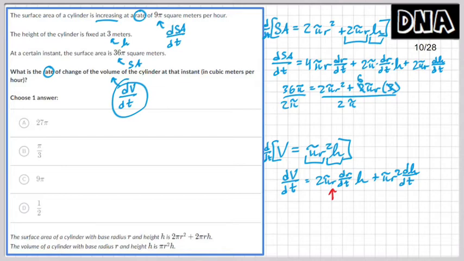Okay, so let's rewrite what we got. I'm going to come over here and write it. We have 36 divided by 2, which is going to be 18. Pi divided by pi is 1, so that's gone. I have 2 pi r squared divided by 2 pi, so that's going to be r squared. Plus 6 pi r divided by 2 pi, that would be 3 r. And now we got to solve this.